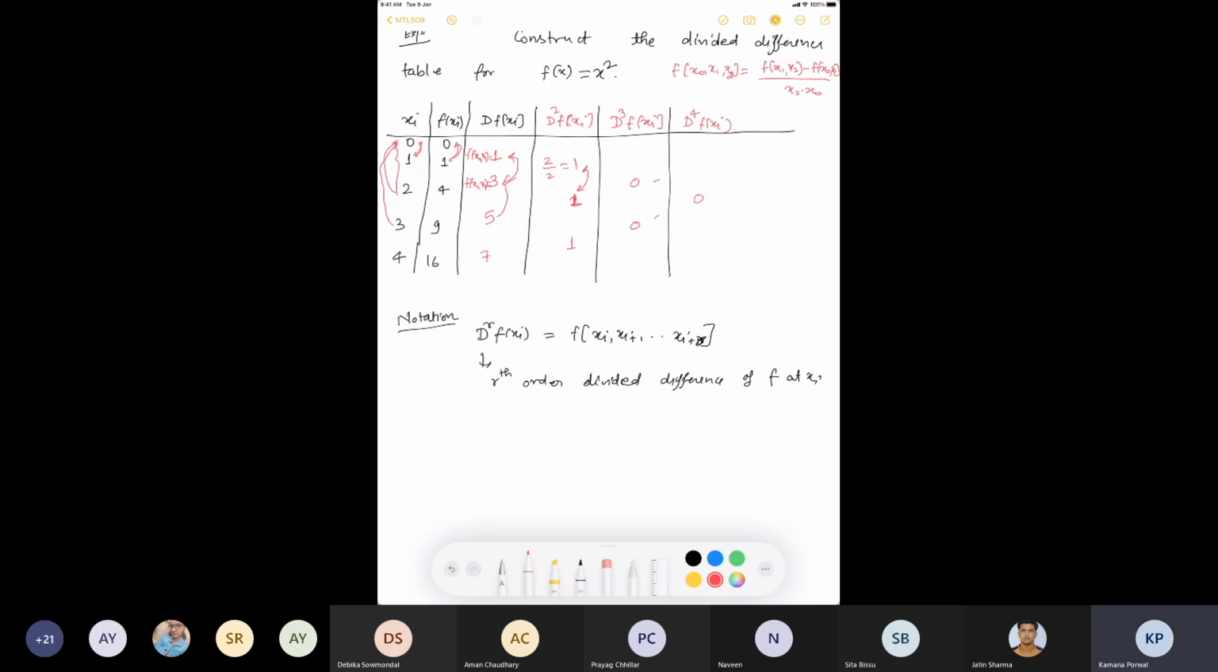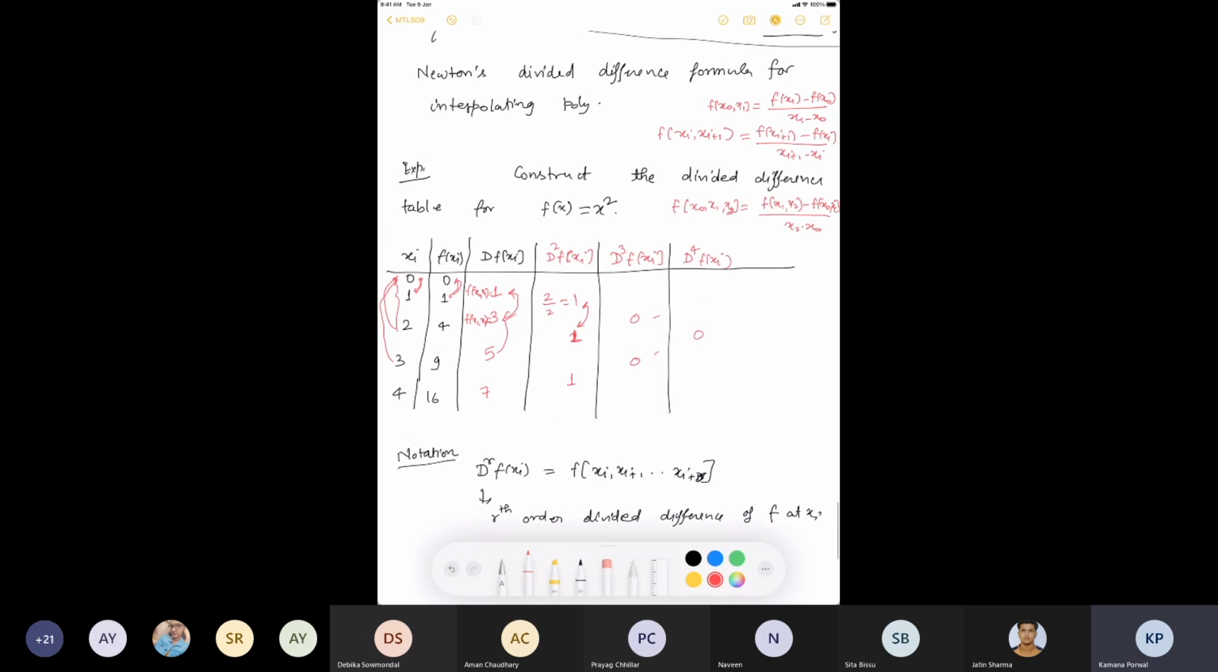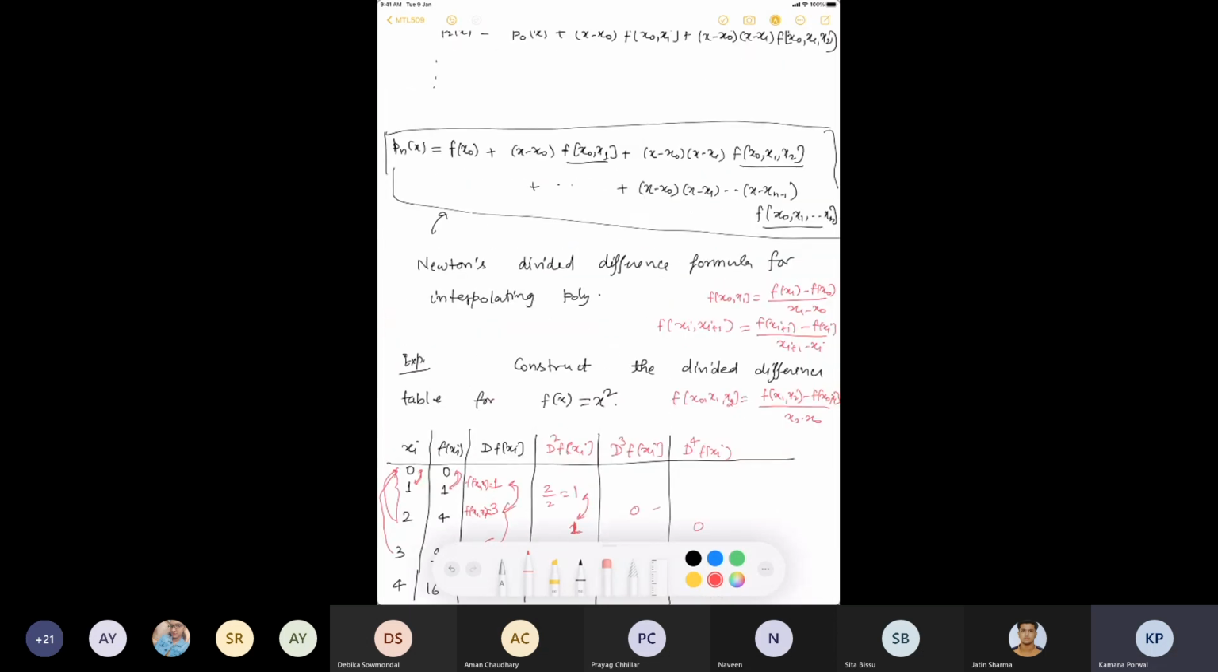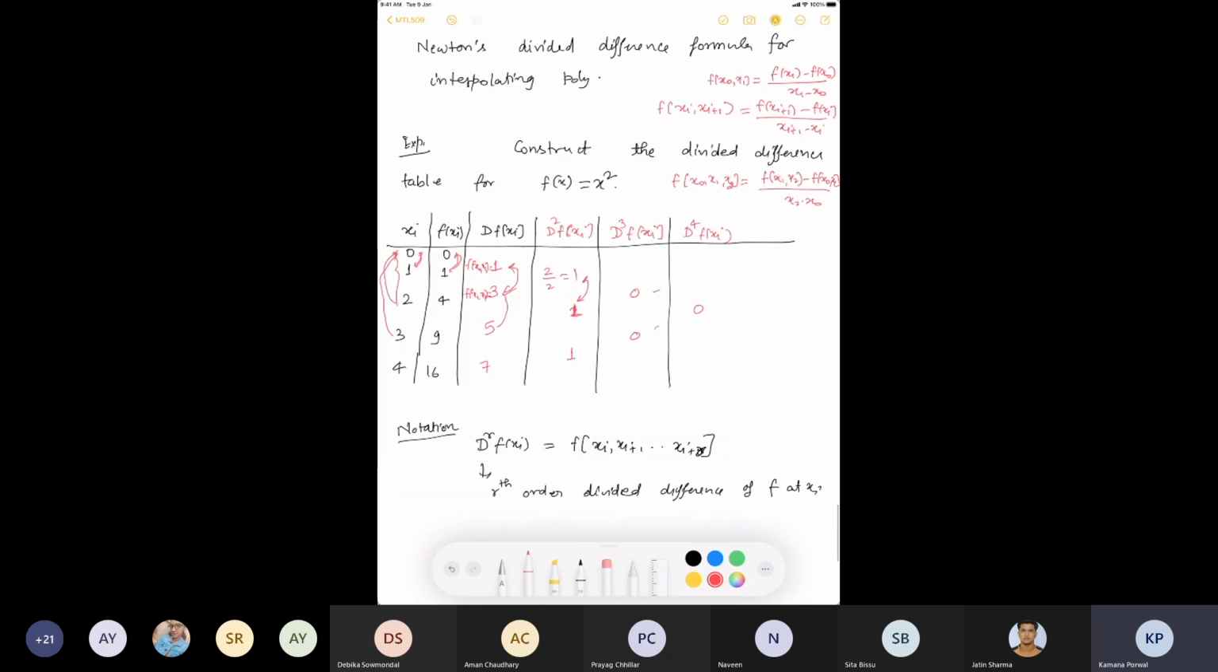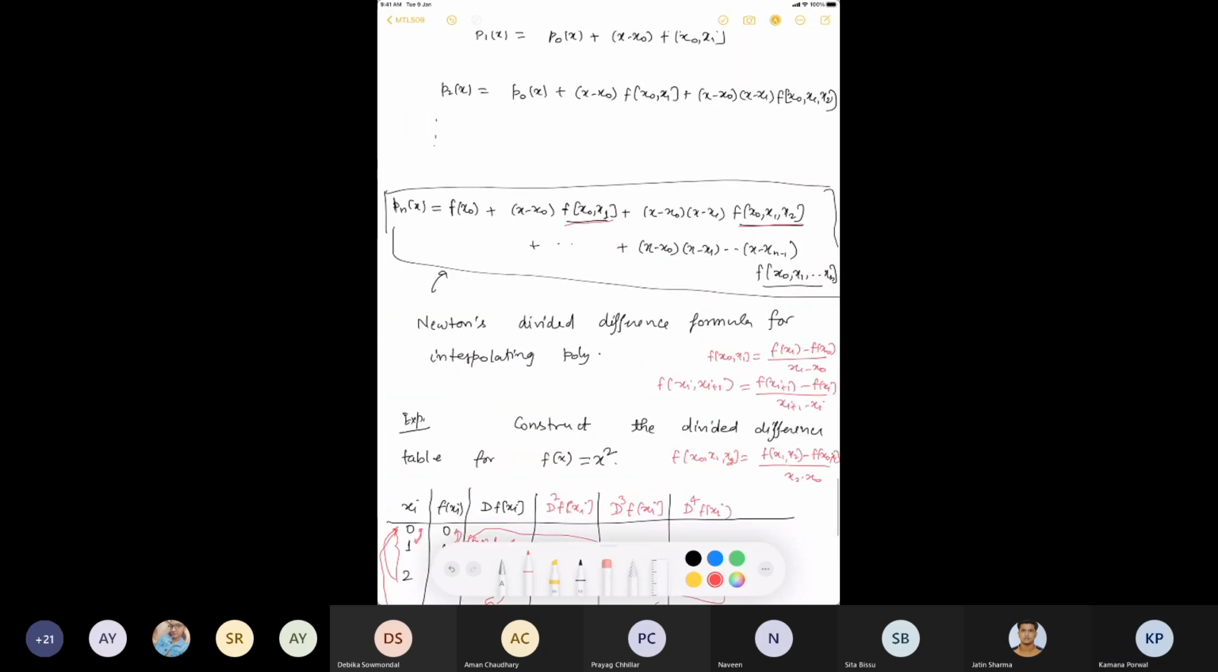So once you have these divided differences, you know what you require now. You just require f of x0 x1, f of x0 x1 x2, and all these indices, right? So f of x0 x1 is this, f of x0 x1 x2 is this. So basically these are the entries which we will be requiring to form the Newton's interpolating polynomial.